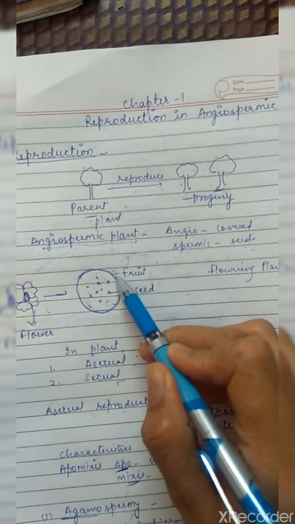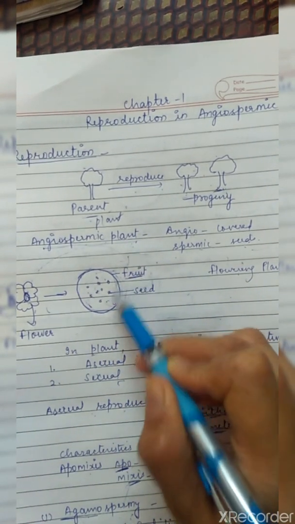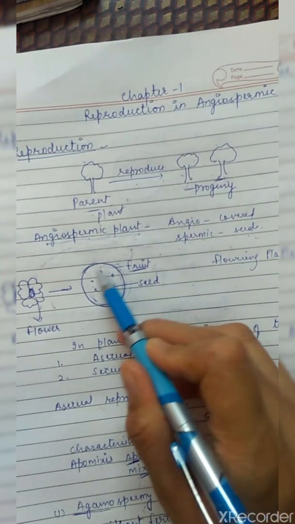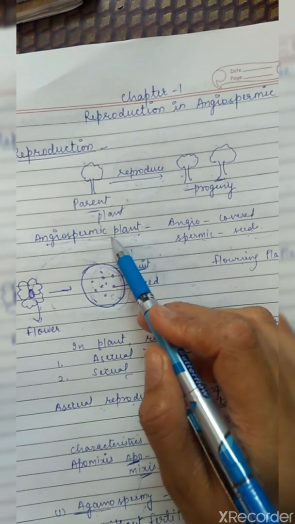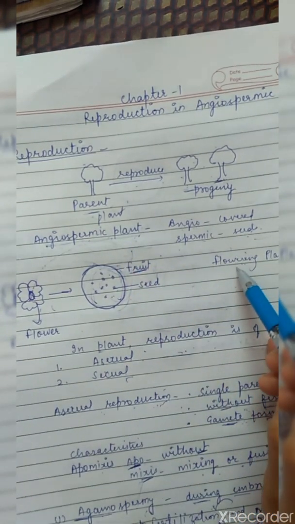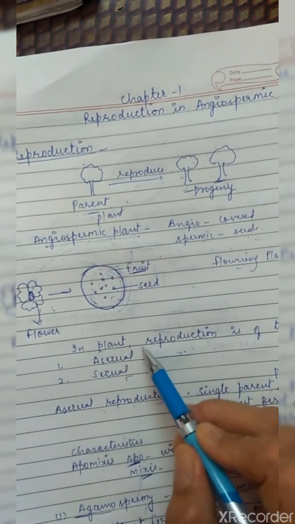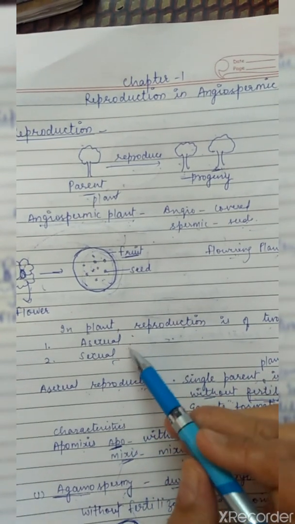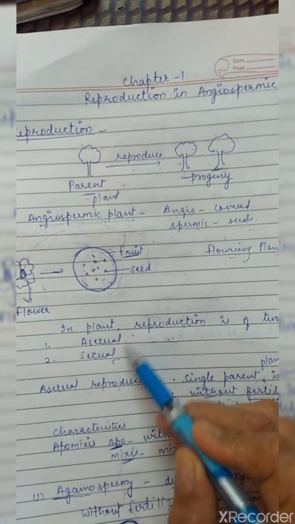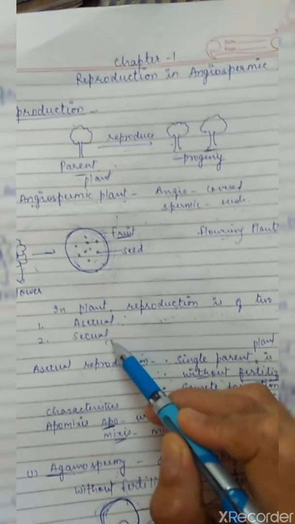What is the cover of seed? Fruits contain seed. Fruit is formed from flower. Hence angiospermic plants are called flowering plants. In flowering plants, reproduction is of two types. The first one is asexual reproduction and the second is sexual reproduction.